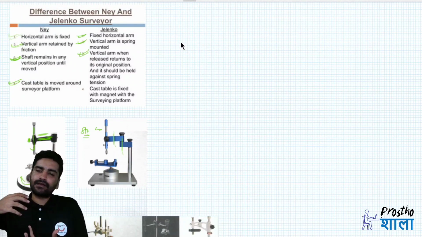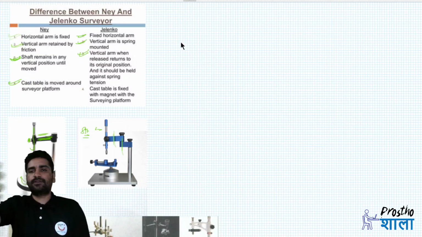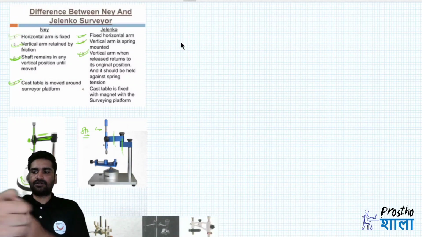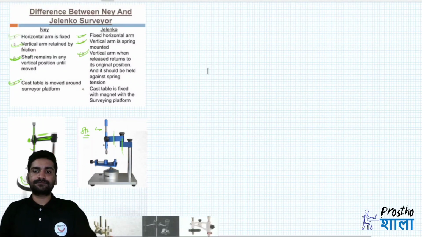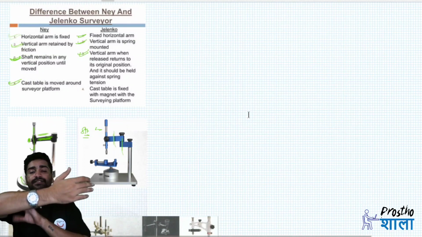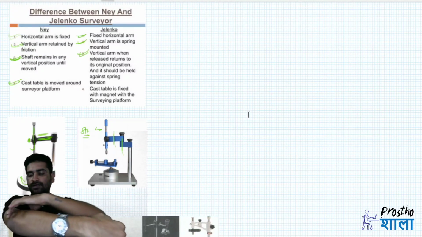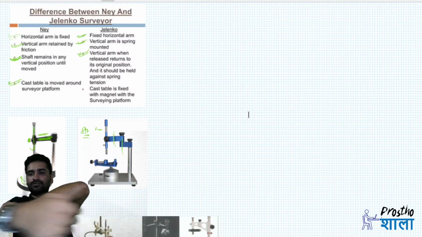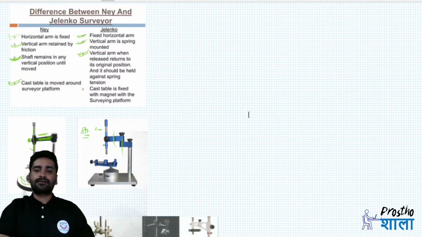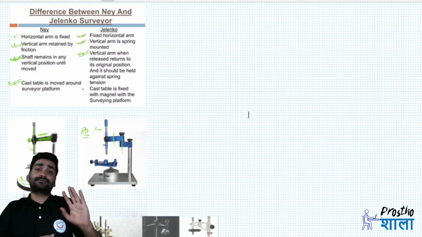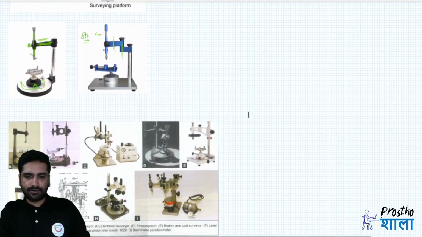In Ney surveyor, the cast holder will move all around, but the horizontal arm will move only left and right like this, because in between there is no joint. Whereas if you talk about Jelenko surveyor, you have a junction over here, it's like our elbow, so one part and second part, so from here also you can move and from here also you can move, understand? Okay, but the cast holder will be fixed, you cannot move the cast holder. Okay, so that is a brief description about the difference.